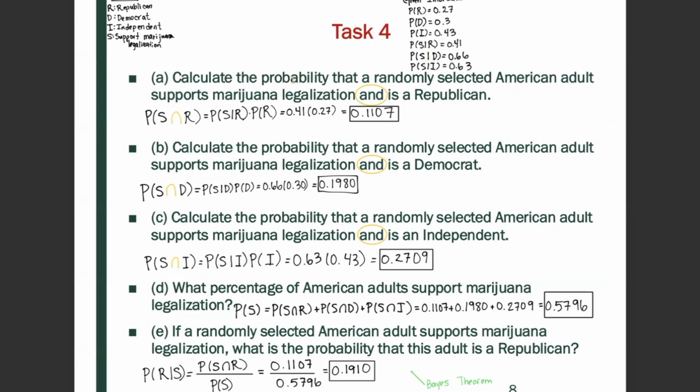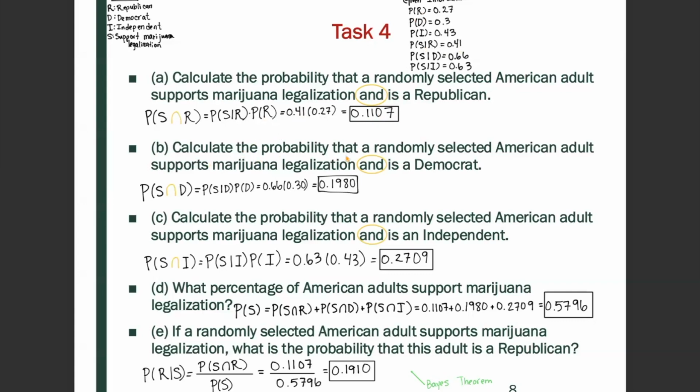Part A. Calculate the probability that a randomly selected American adult supports marijuana legalization and is a Republican. So here we're going to have intersection because we have "and." So the probability of S intersect R equals the probability of S given R times the probability of R. So the probability that you support marijuana legalization given the Republican is 0.41 times the probability someone's a Republican is 0.27. So you multiply those together and you get 0.1107.